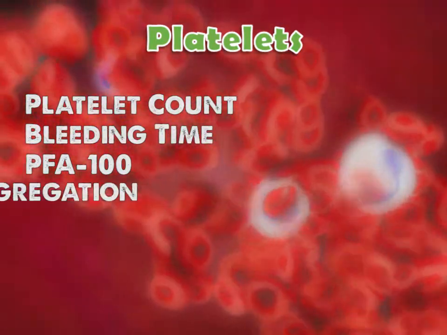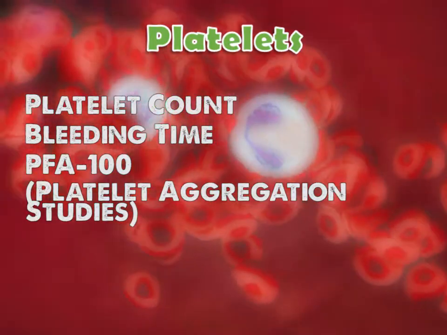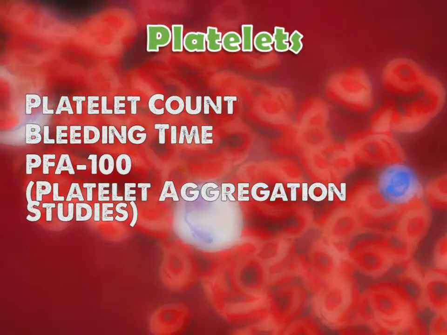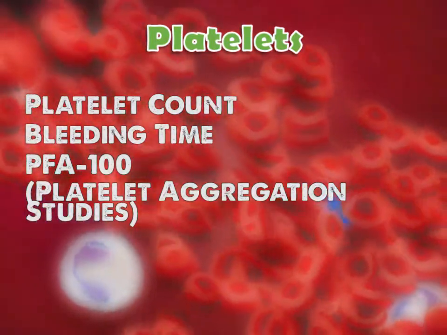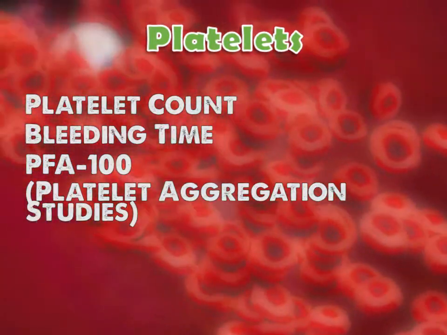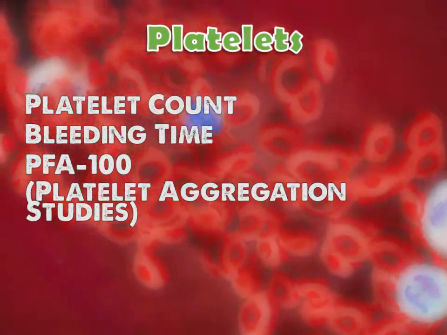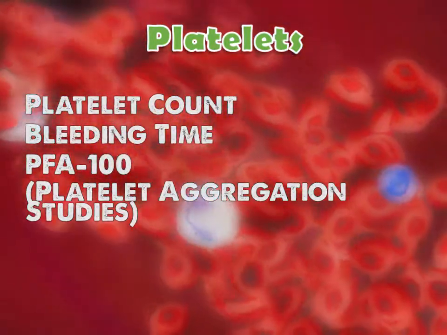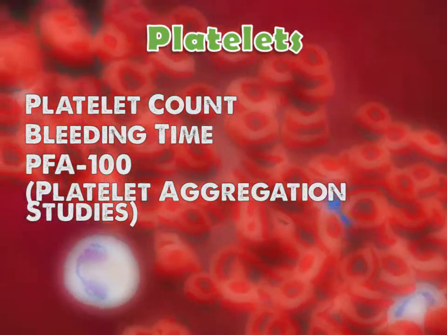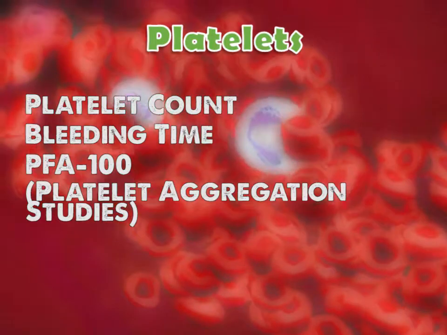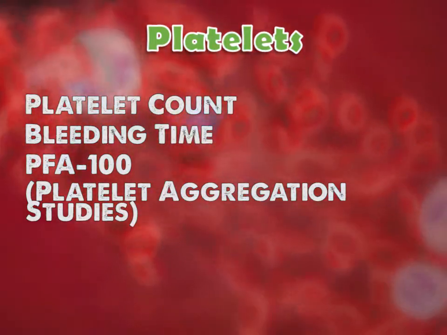Finally, platelet aggregation studies are sometimes used to delineate what the specific cause of the patient's disorder of primary hemostasis may be. Those are the least commonly used and the most highly specialized. So once you've determined that somebody has an abnormality in their platelet function, then a hematologist would probably order platelet aggregation studies to find out what the actual defect is.